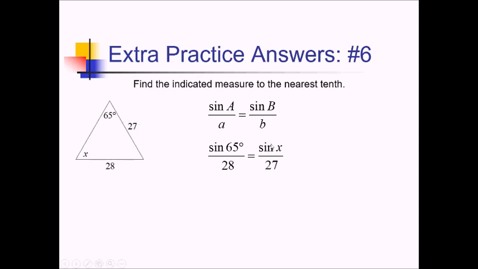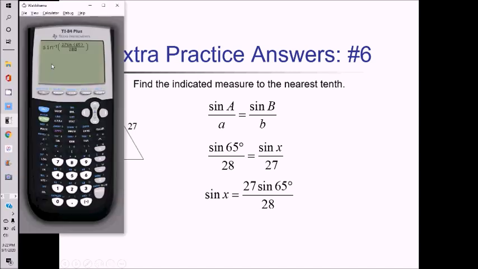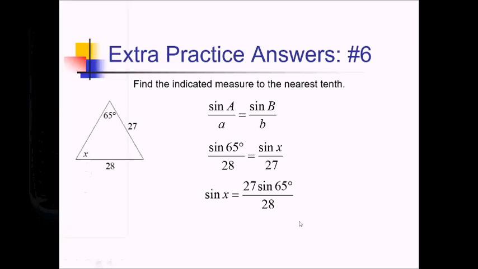Next, let's get sine of x by itself by multiplying by 27. So that's 27 sine of 65 over 28. And now to actually get x, I have to take sine inverse of all this craziness. Let me do that on the calculator. So on my calculator, I did second sine, and then alpha y equals gives me the fancy fraction. So we have 27 sine of 65 over 28, pressing enter. That's 60.9. And that is one possible answer.